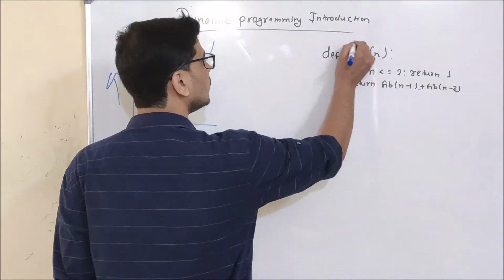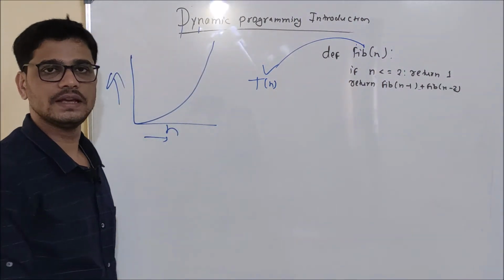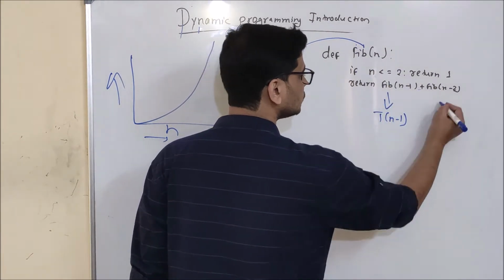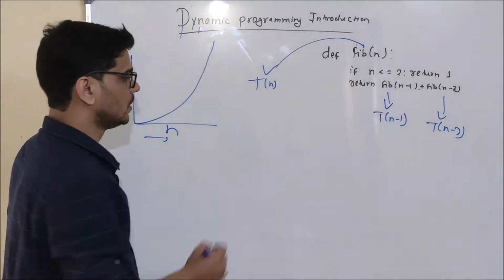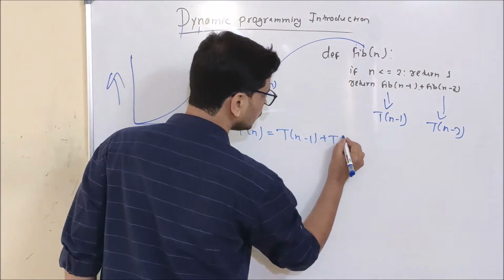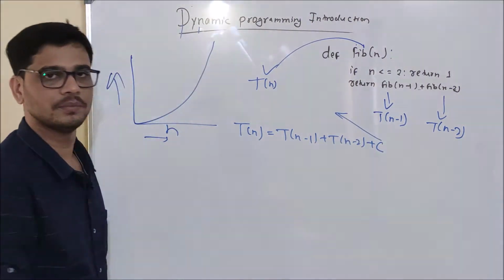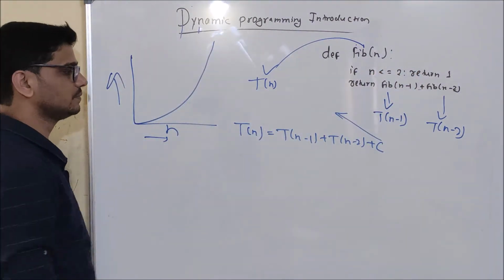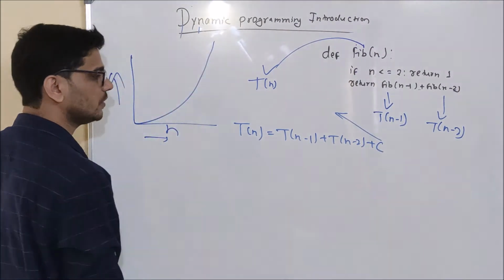So we are going to assume T(n) to be the time taken to compute fib of n. Then T(n-1) will be the time taken to compute fib of n minus 1, and T(n-2) will be the time taken to compute fib of n minus 2. So eventually T(n) will be equal to T(n-1) plus T(n-2) plus some constant time. You may be wondering where this constant time is coming from. This constant time is coming from this addition and this if condition. So T(n) is equal to T(n-1) plus T(n-2) plus some constant time.